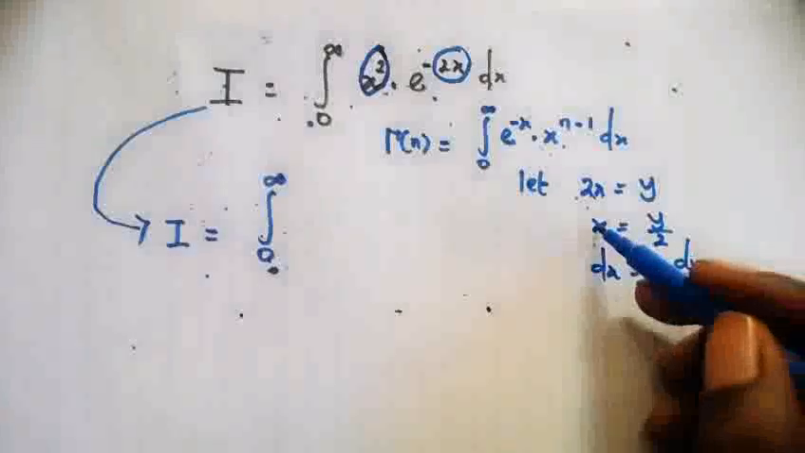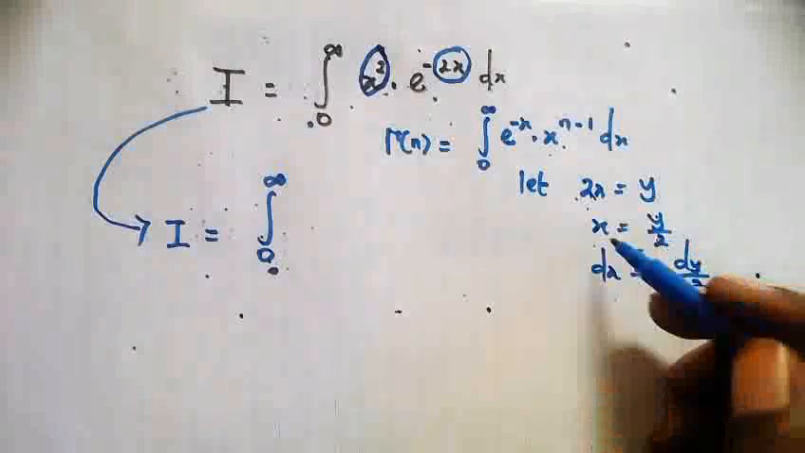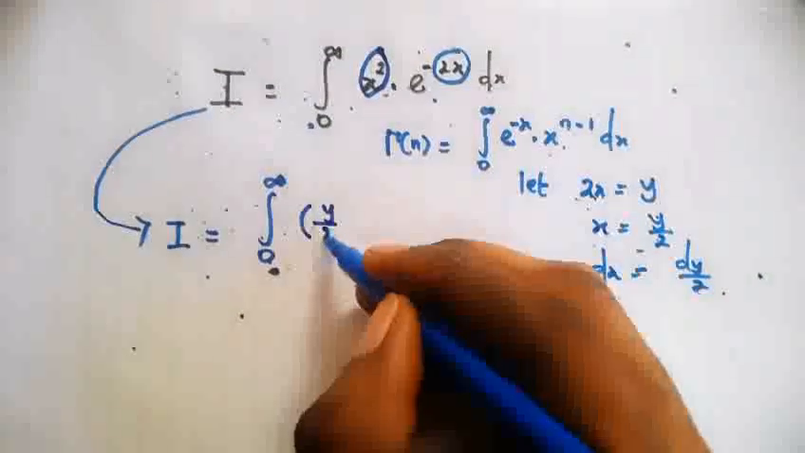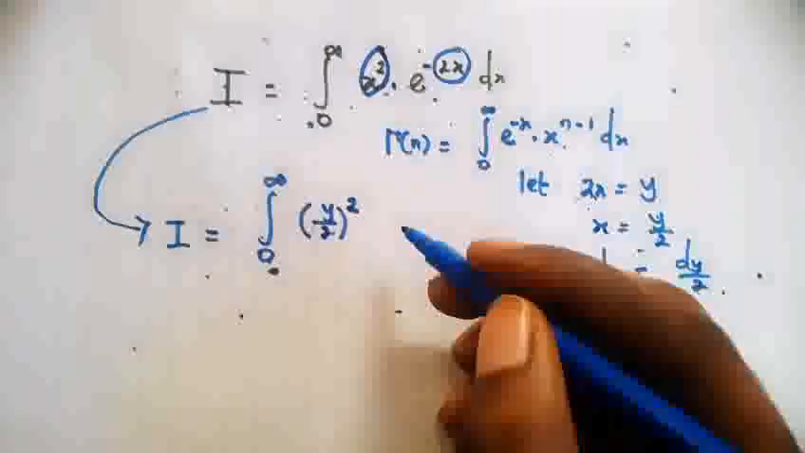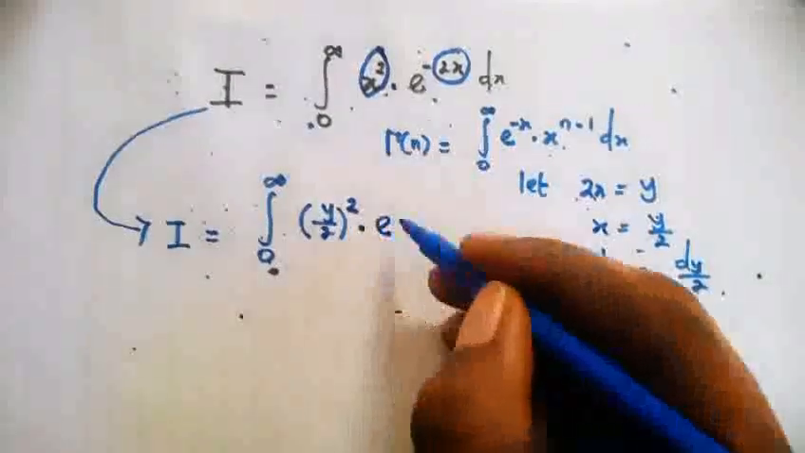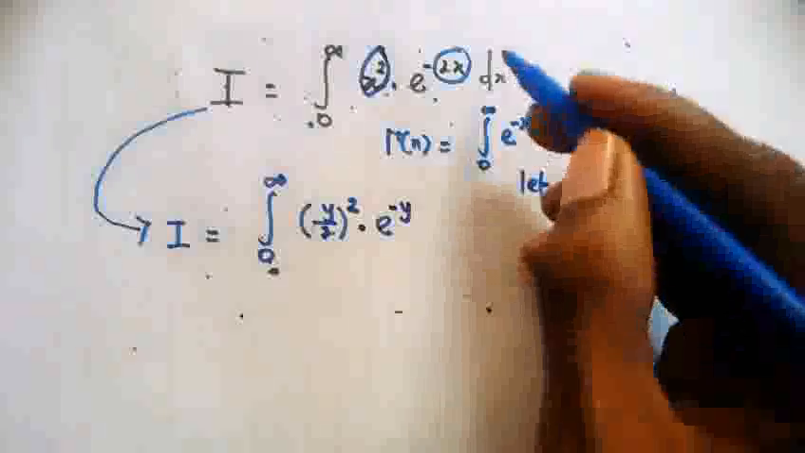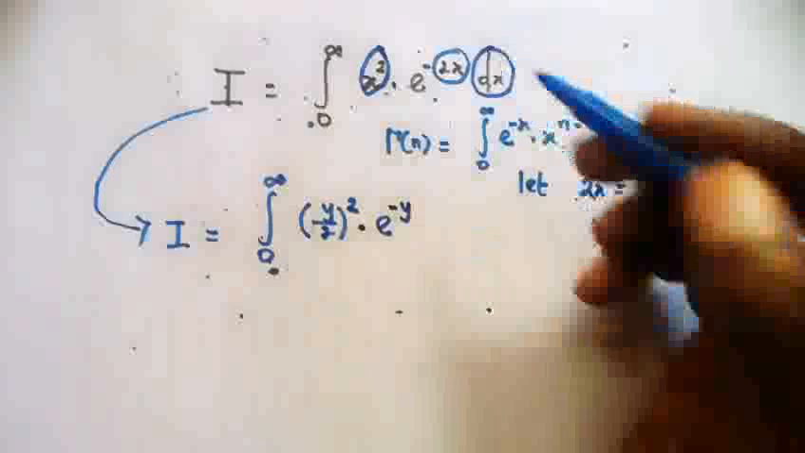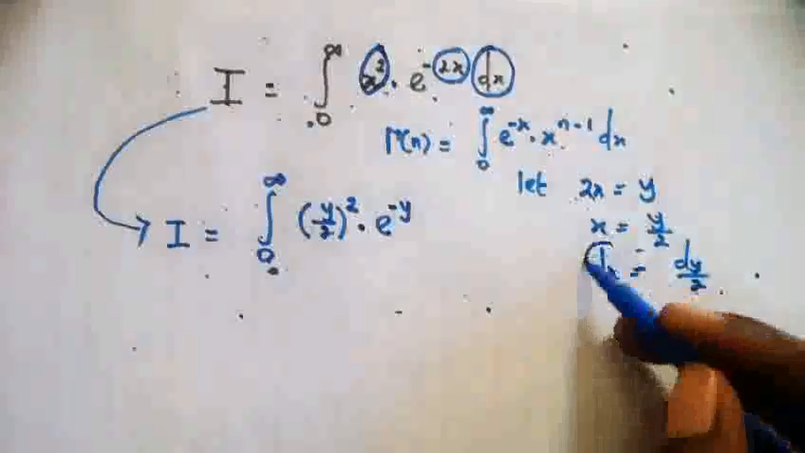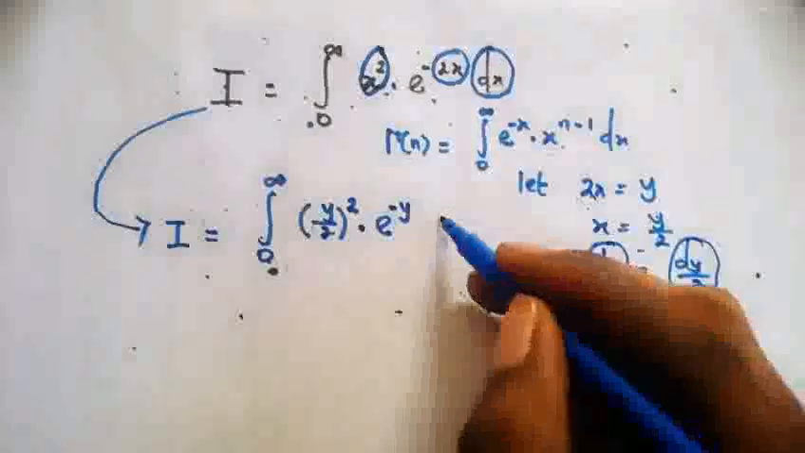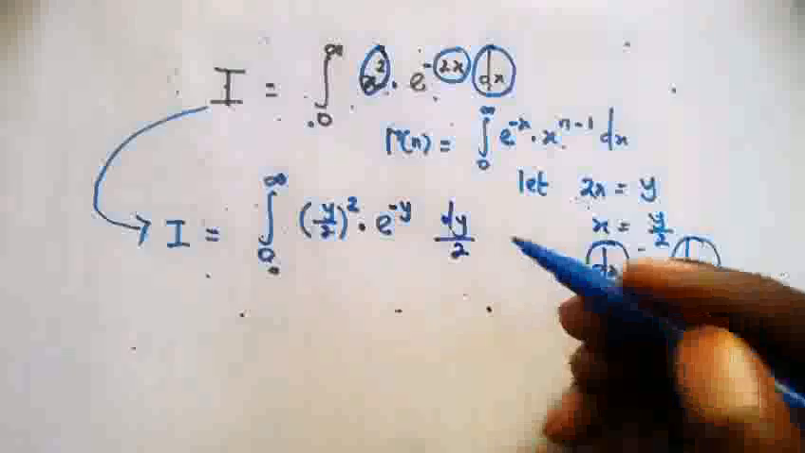So remember x is equal to y all over 2 here. So if you square both sides, we get x squared to be y over 2 raised to power 2, times e raised to power minus y. Now what is our dx? We're going to make a substitution of this dx. Our dx here is equal to dy all over 2. So we put dy all over 2 here.